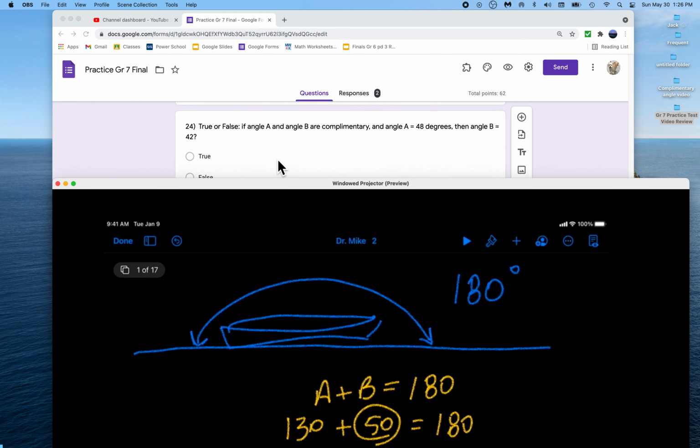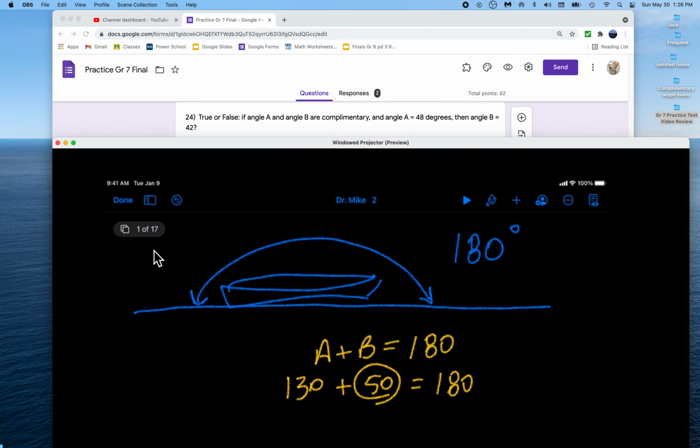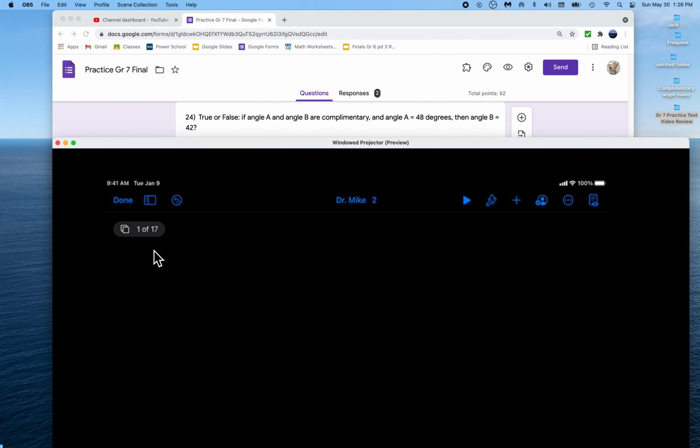Okay, here we go. Very similar problem. Here we're dealing with complementary angles. So now 90 degrees becomes involved. A is 48, B is 42. So A plus B has to equal 90. They tell us that A equals 48.